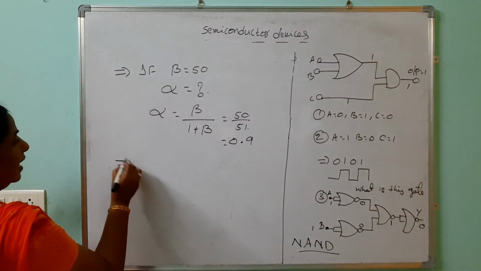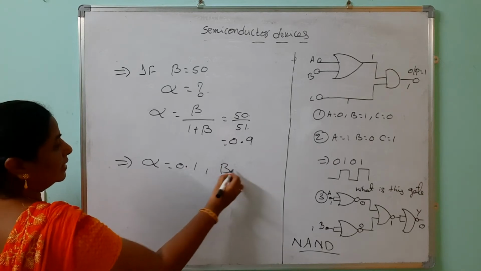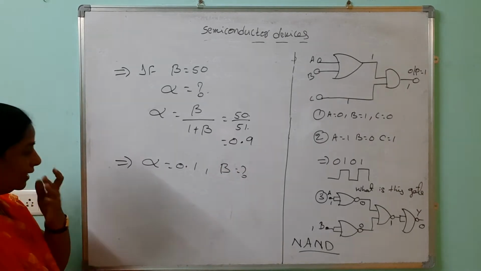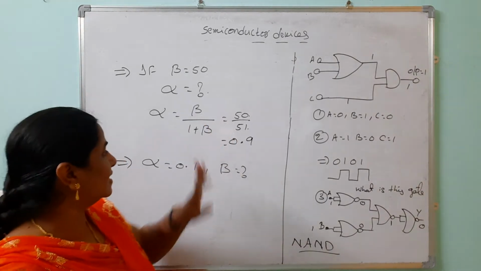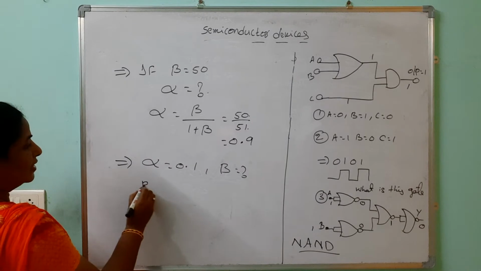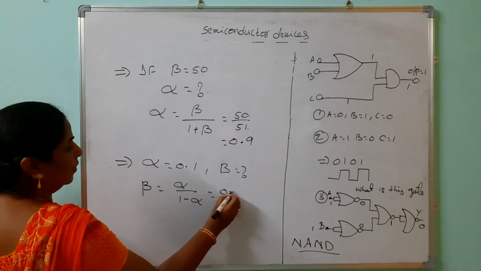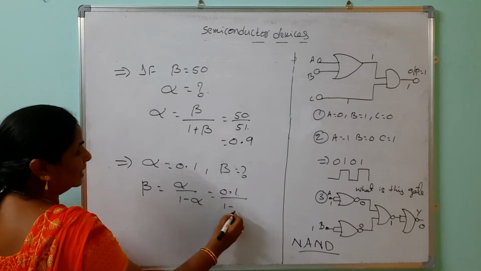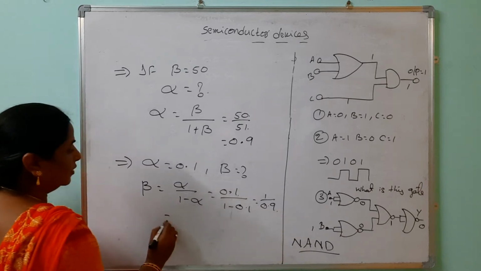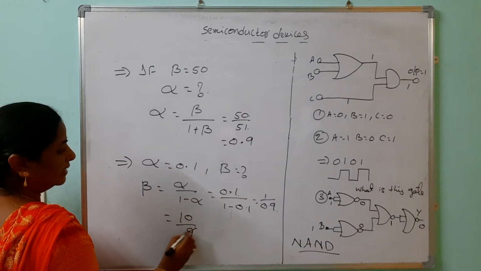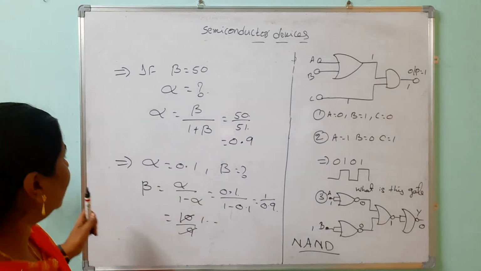Suppose they are giving alpha equals 0.1. Find the beta. This is the current amplification factor at common emitter. This is the common emitter and this is the common base. So beta equals what? Alpha by 1 minus alpha. 0.1 by 1 minus 0.1 is 0.1 by 0.9, which is 1 by 9. So you get something less than 1. These are the relations between alpha and beta.